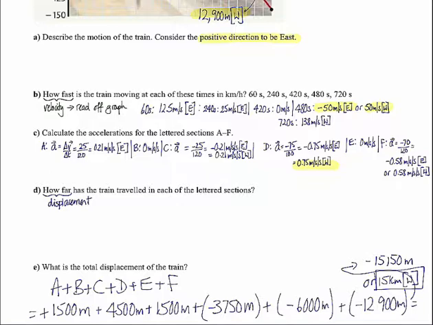So in summary then, what we see is from a velocity time graph, there are three things we can find. We can find the velocity at a point just by reading it off the graph. We can find the acceleration by finding the slope of the graph. We can find the displacement by finding the area between the graph and the axis.